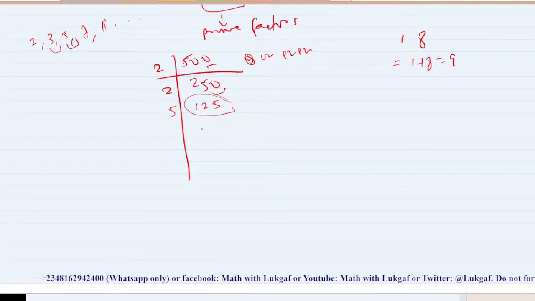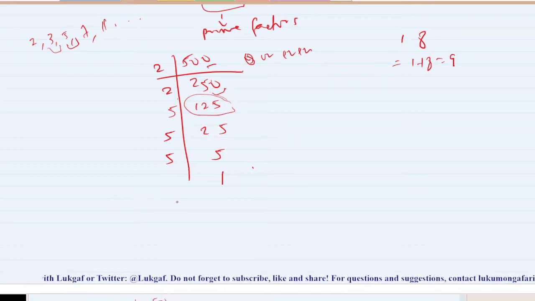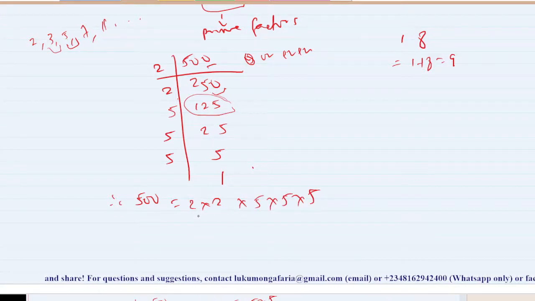Then you take the next number, which is 5. 5 in 125, that is 25. 5 in 25, 5. 5 in 5, 1. After that, you are now going to say 500 is equal to 2 times 2 times 5 times 5. So we have expressed it in what? As the product of its prime factors now.